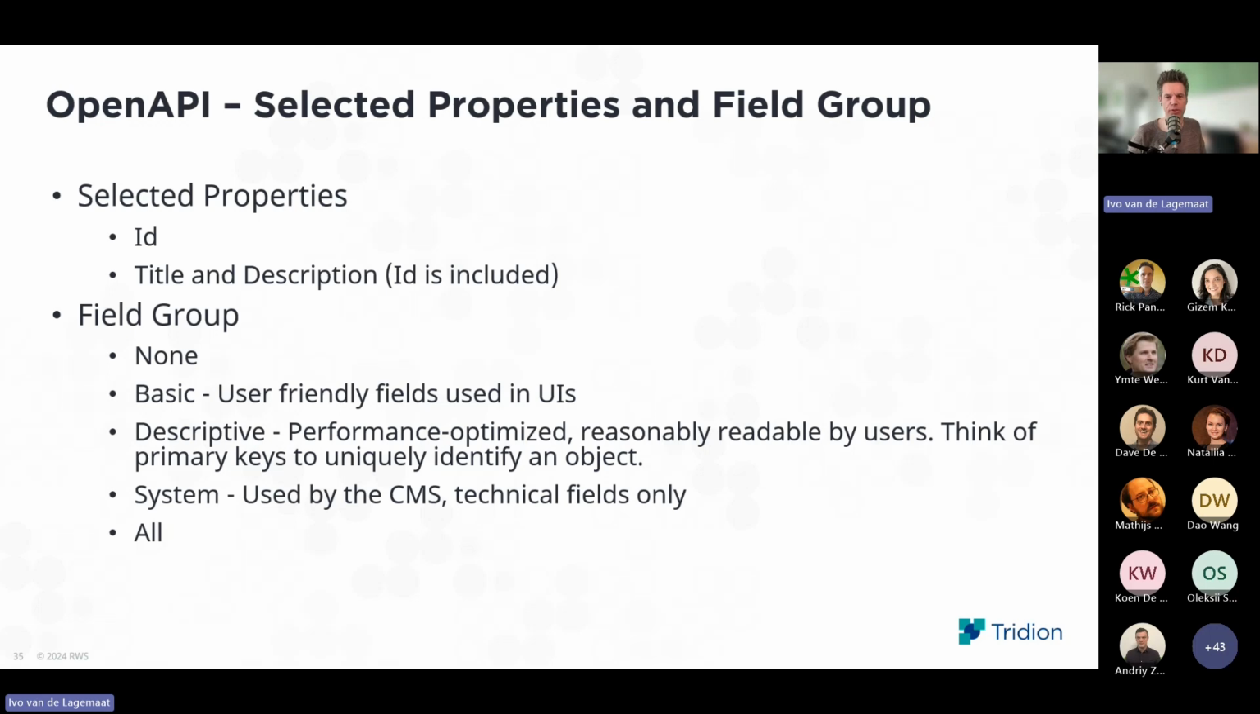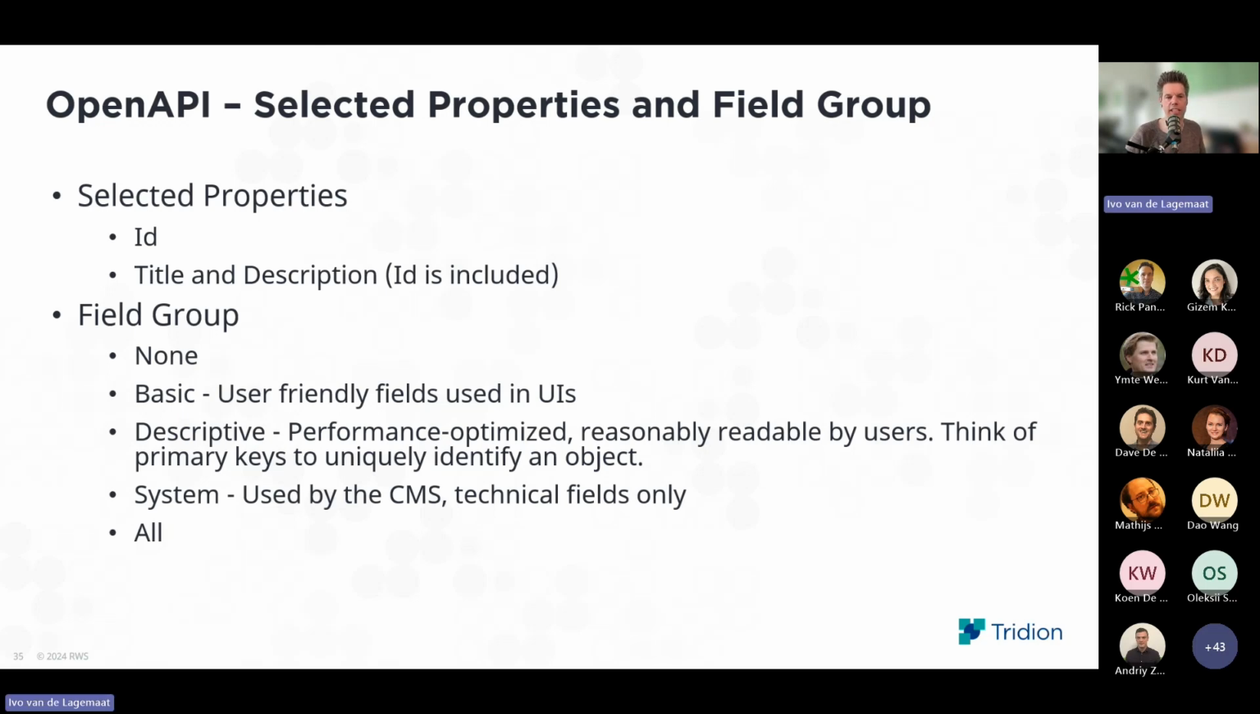And then you also have field groups. If you ask, for example, for a topic, you can ask for a field group set to none, and then you don't get any fields. You can use the basic fields, which are really basic, user-friendly fields that are displayed in the UI. You also have descriptive fields, think about primary keys to uniquely identify an object. And you also have system fields, like modified on, for example. And the last one is basically giving all fields for this particular item.